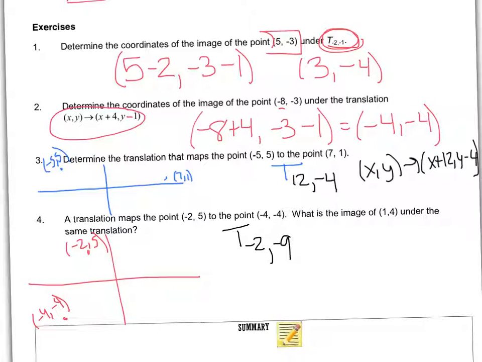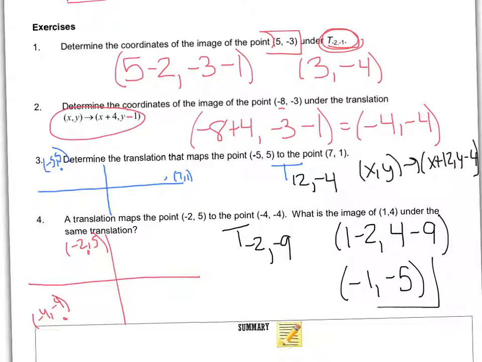Now I'm going to look at the point 1, 4 and do that translation of -2, -9 to that point. So I'm going to do 1 minus 2 and then 4 minus 9. So the image is -1, -5, and that would be your answer.